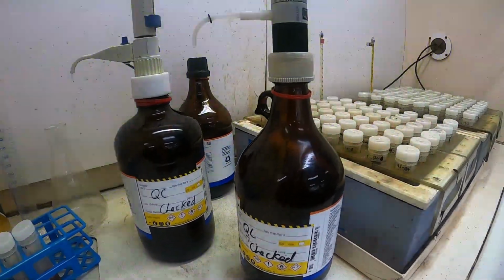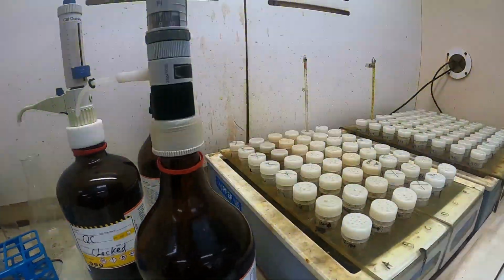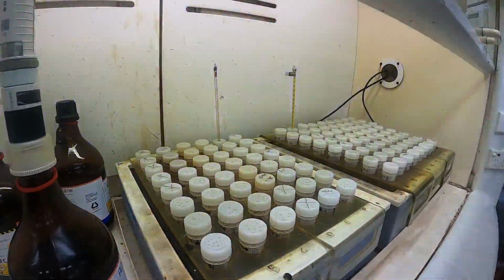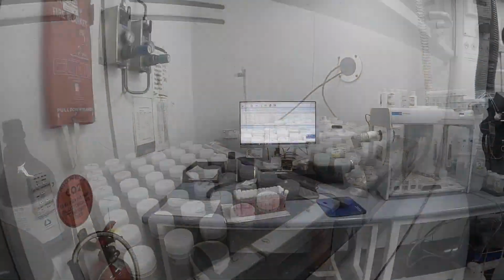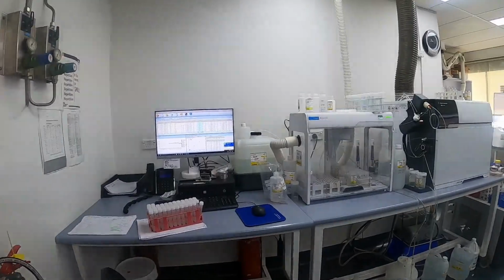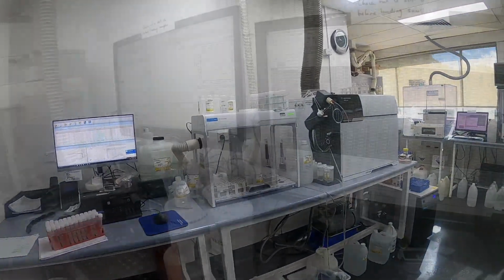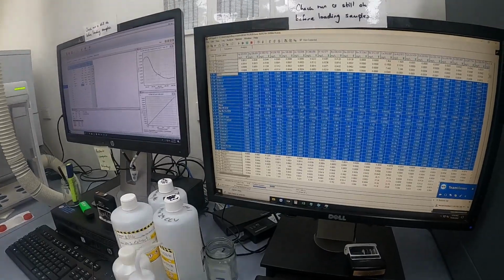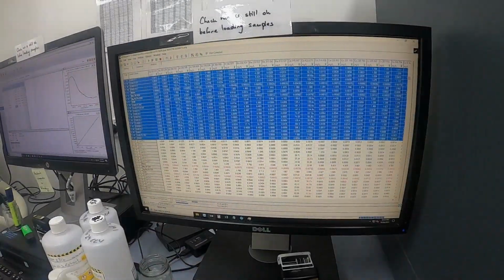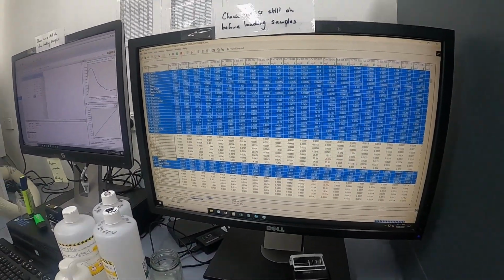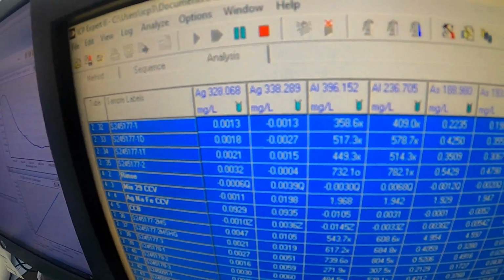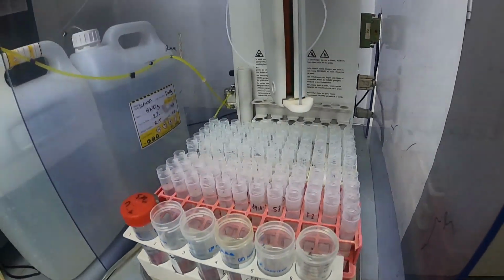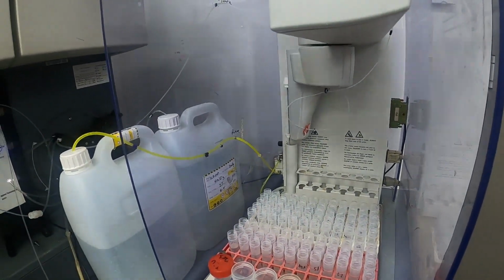We digest metals in soil in aqua regia prior to ICP analysis. This is our ICP metals room. In here we're using ICP-MS and ICP-OES to test metals in both soils and waters. We generally do the low-level waters by ICP-MS and the soil samples by ICP-OES.